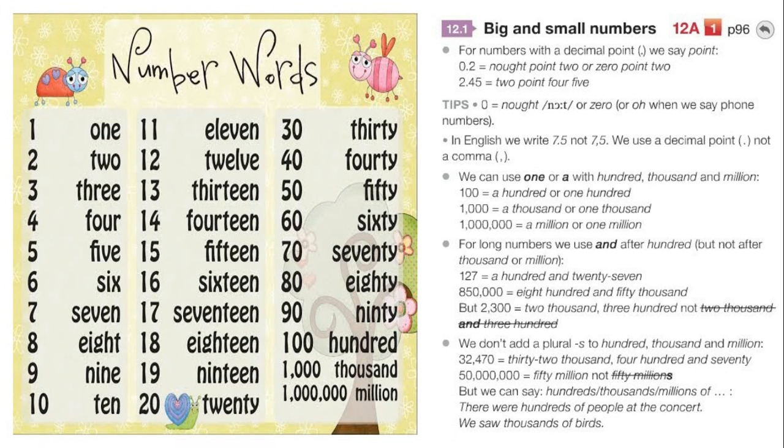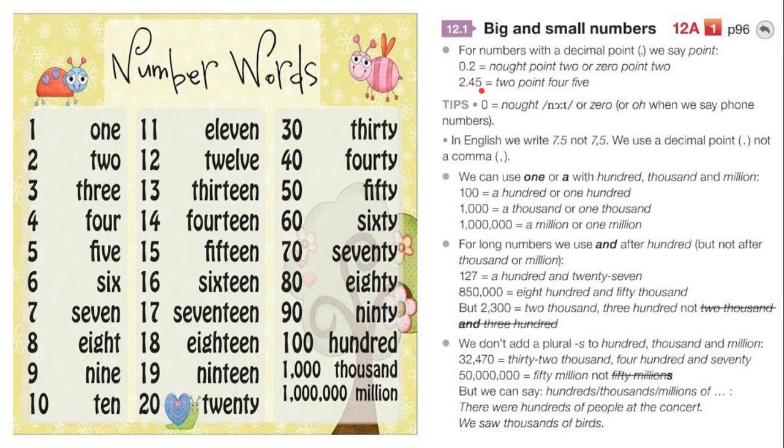So let's talk about some other generalities about the numbers. For example, big and small numbers. This is from your textbook, 12A, which is a world record, page 96. This is the grammar section. It says for numbers with a decimal point, we say point. For example, 0.2, or "nought point two" if you're British. Or "zero point two," but that's less common. That's not very common for American English, but for British it is more common, all right?